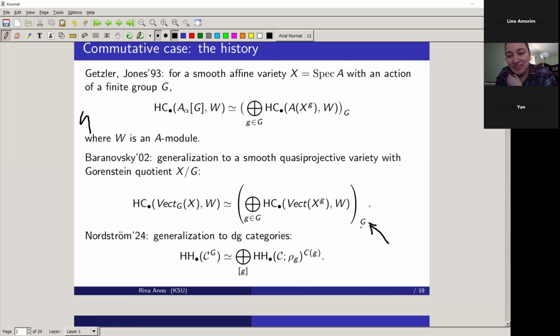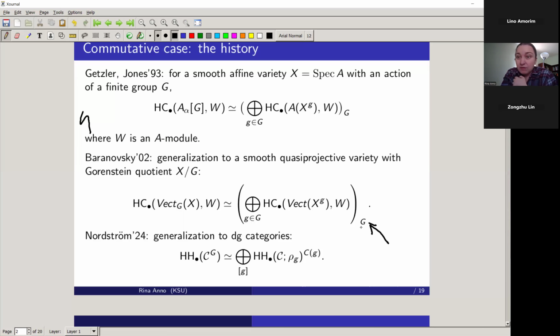Will you consider only finite groups? Yes, only finite groups. So we're taking a direct sum over all elements of G, coinvariants under the action of G. This is about the orbifold situation: a variety X, and we're taking a quotient by a finite group.